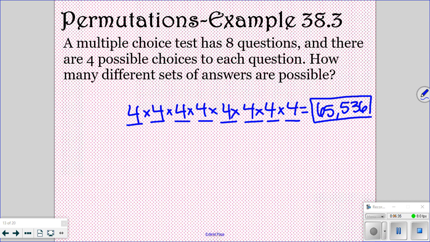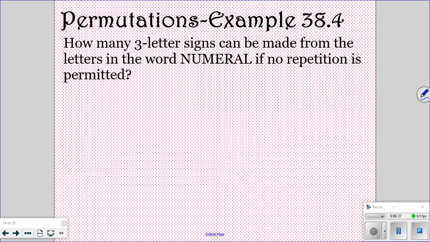Okay, so I want y'all to try this next one by yourself. How many 3-letter signs can be made from the letters in the word numeral if no repetition is permitted? So y'all try it, and then I'll go over.